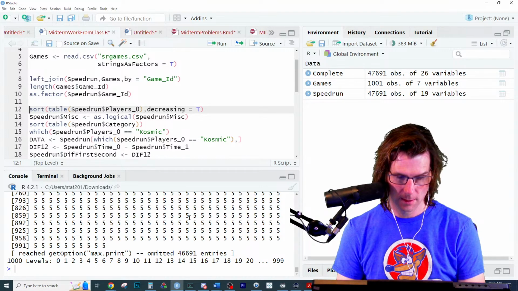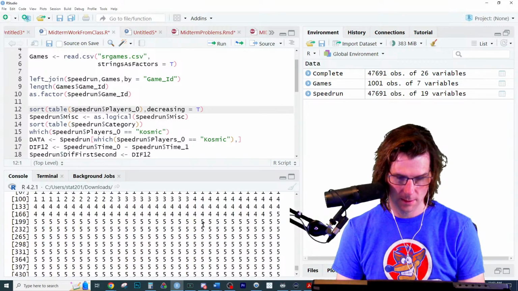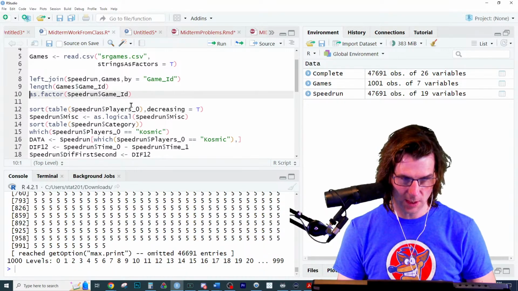Here, let's do a table of it and see if it looks right.